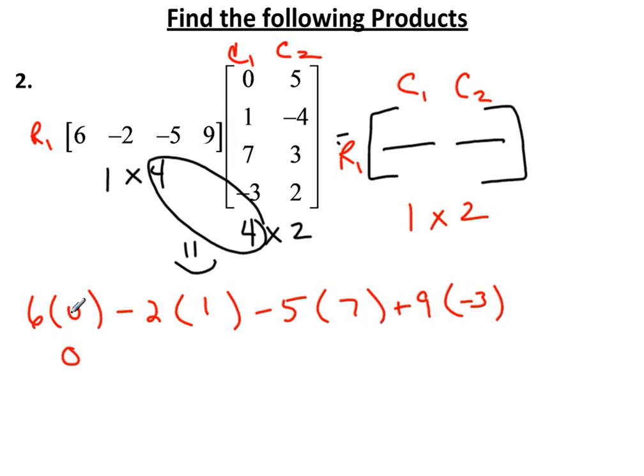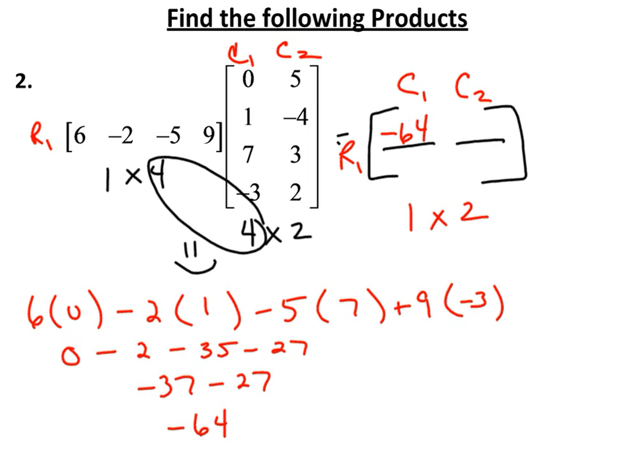Now I'm just going to do the algebra. 0 minus 2 minus 35 minus 27. Again, I'm going to add left to right. I don't have to worry about the 0. This gives me a negative 37 minus 27. Both are negative, so I'm going to add the 2. So I'm going to get a total of a negative 64. Okay. So in row 1, column 1, I'm going to put a negative 64.